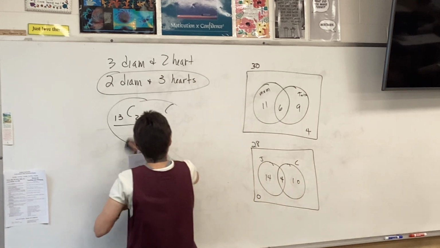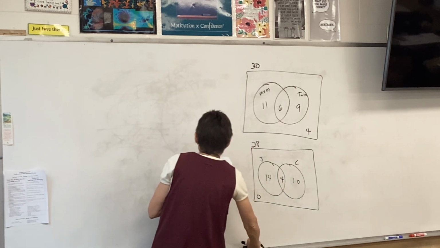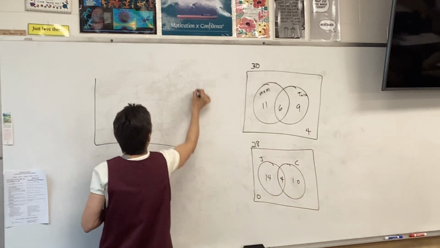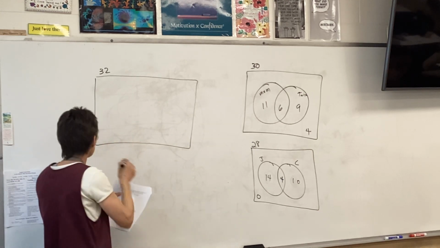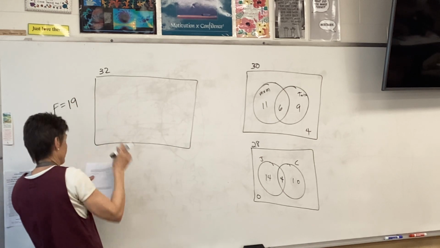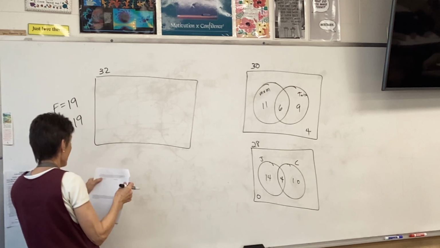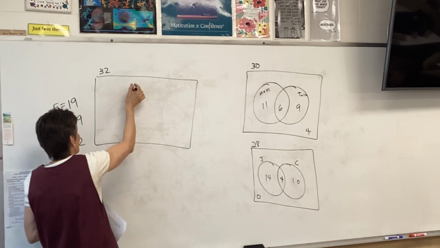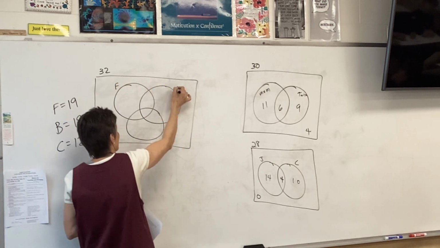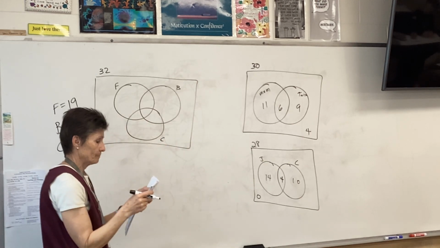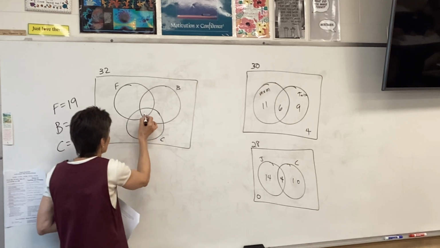All right, a couple more Venn diagrams. Class of 32 students is surveyed as to the type of car they like. 19 like Fords, 19 like Buicks, and 12 like Chevys. Okay, so we're gonna have 3 circles here. So we have Fords, Buicks, and Chevys. 5 like all 3. So 5 go right here.